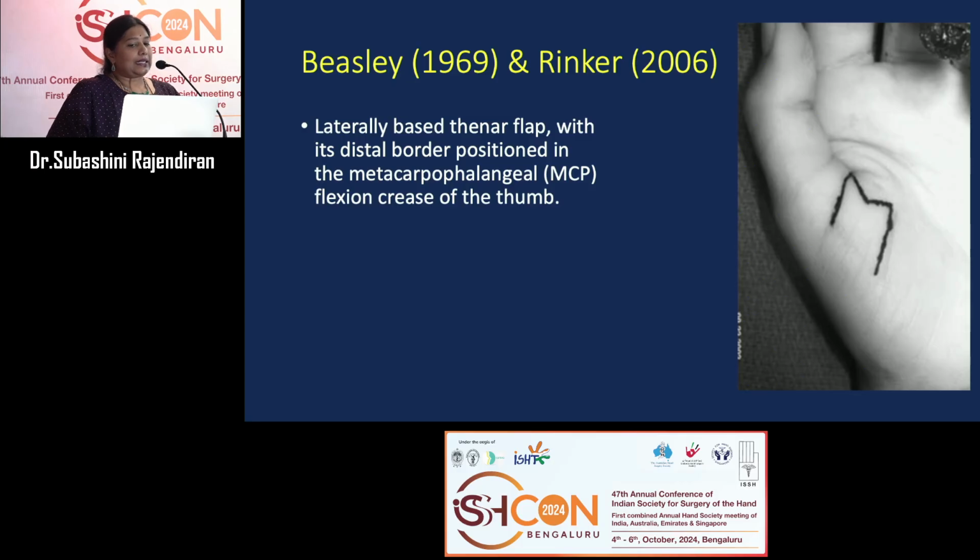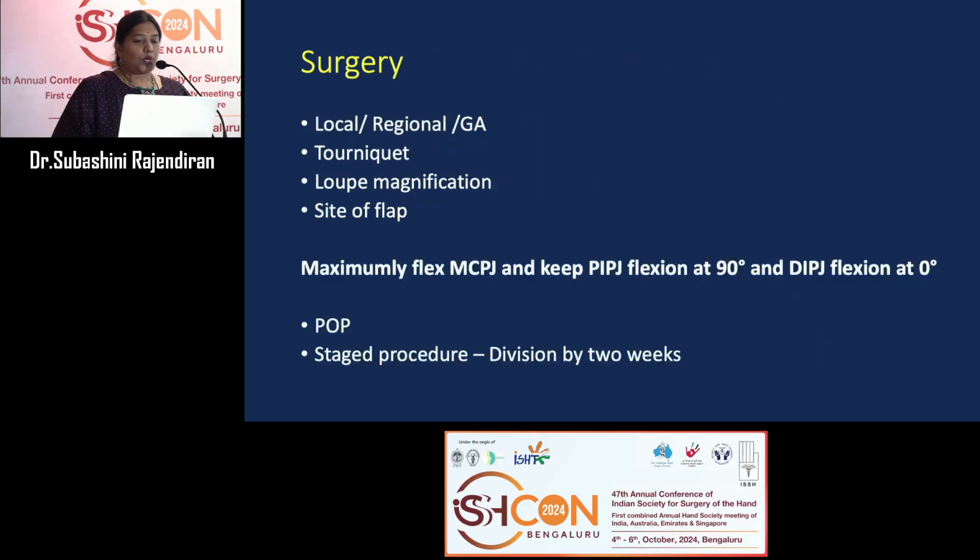Beasley and later Rinker popularized his concept, where it was raised as a radially based flap with one border of the flap positioned in the metacarpophalangeal flexion crease of the thumb, and the leading edge was made into a V or W based on the need. That helped in better closure of the donor area.